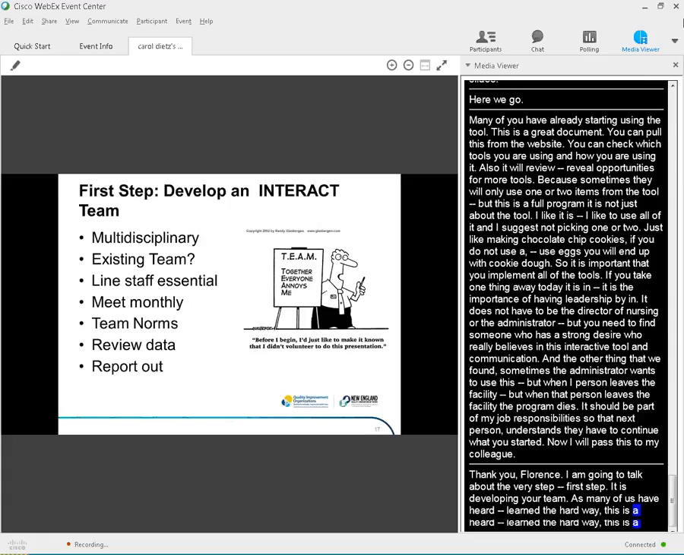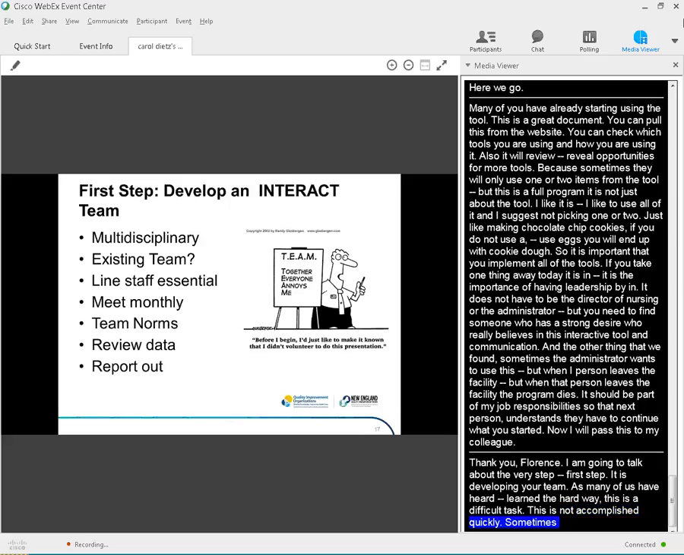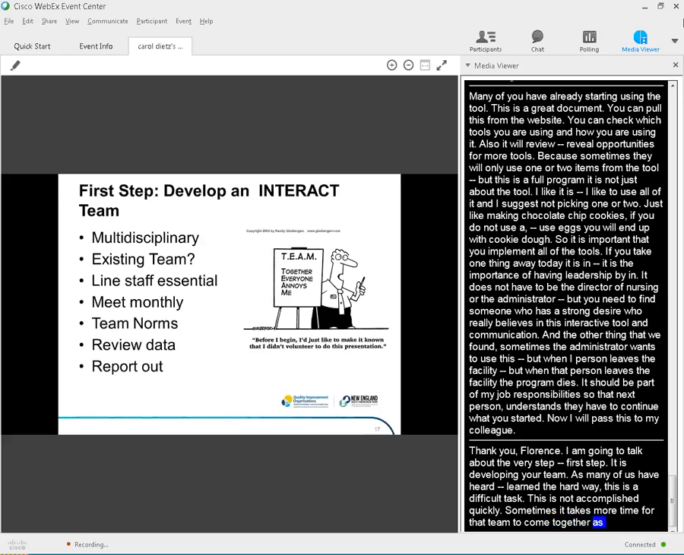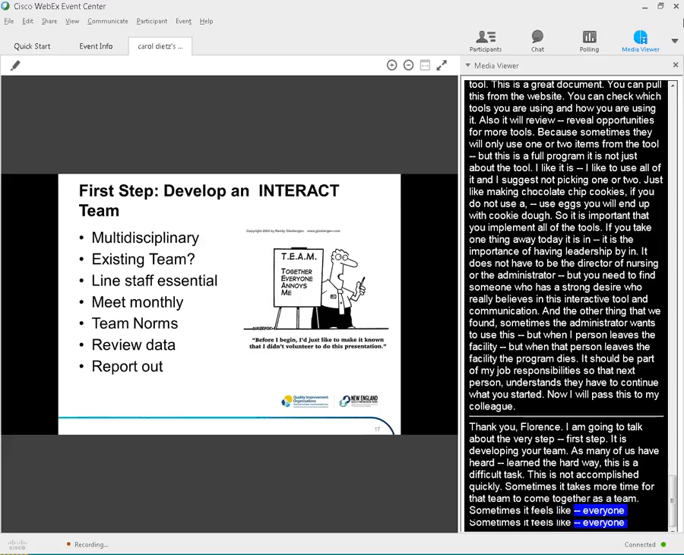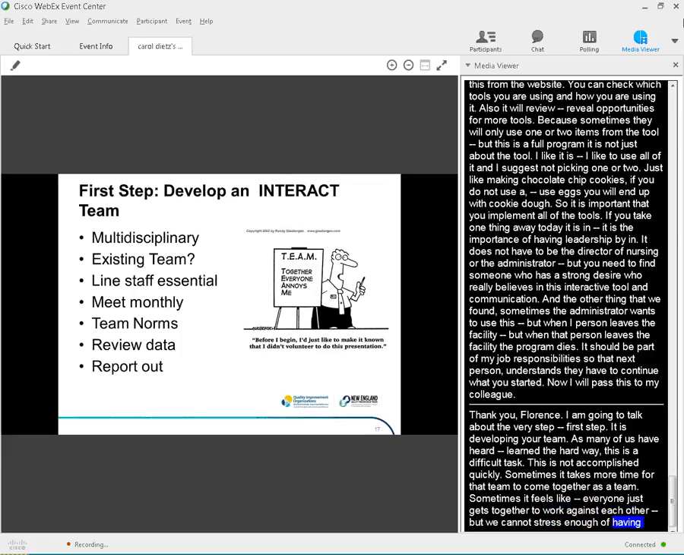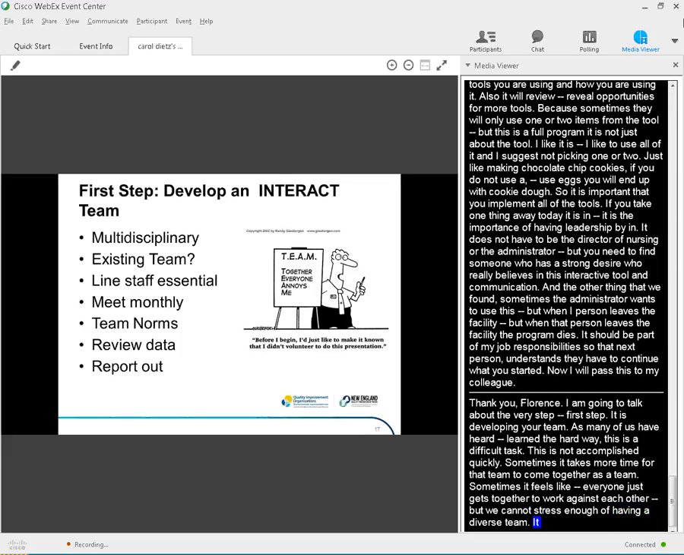Frequently, it takes more time for the diverse individuals on the team to come together as a team than it does to actually accomplish the work, leaving us at times feeling like this poor fellow on the slide, that everyone's just gotten together to work against me. But as Florence pointed out, we can't stress enough that a multidisciplinary and diverse team is absolutely essential to affect this type of deep behavioral organizational change.